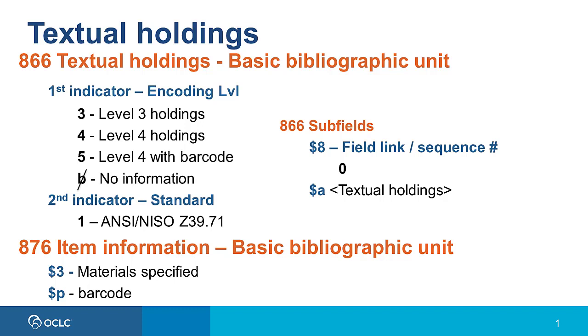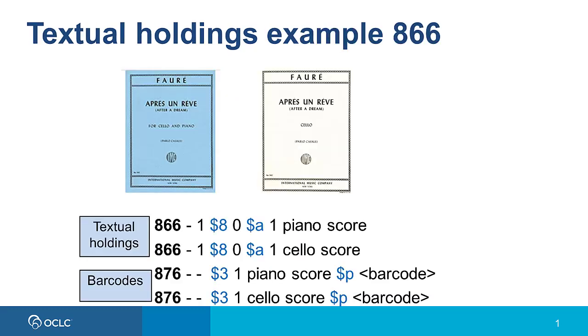The 876 information for textual holdings would start with subfield 3, materials specified, and that would be what you have in your subfield A of your 866 field. And this is an example of textual holdings using 866 and 876. Textual holdings is an alternative to coded pairs when you cannot adequately describe the holdings with the coded pairs.